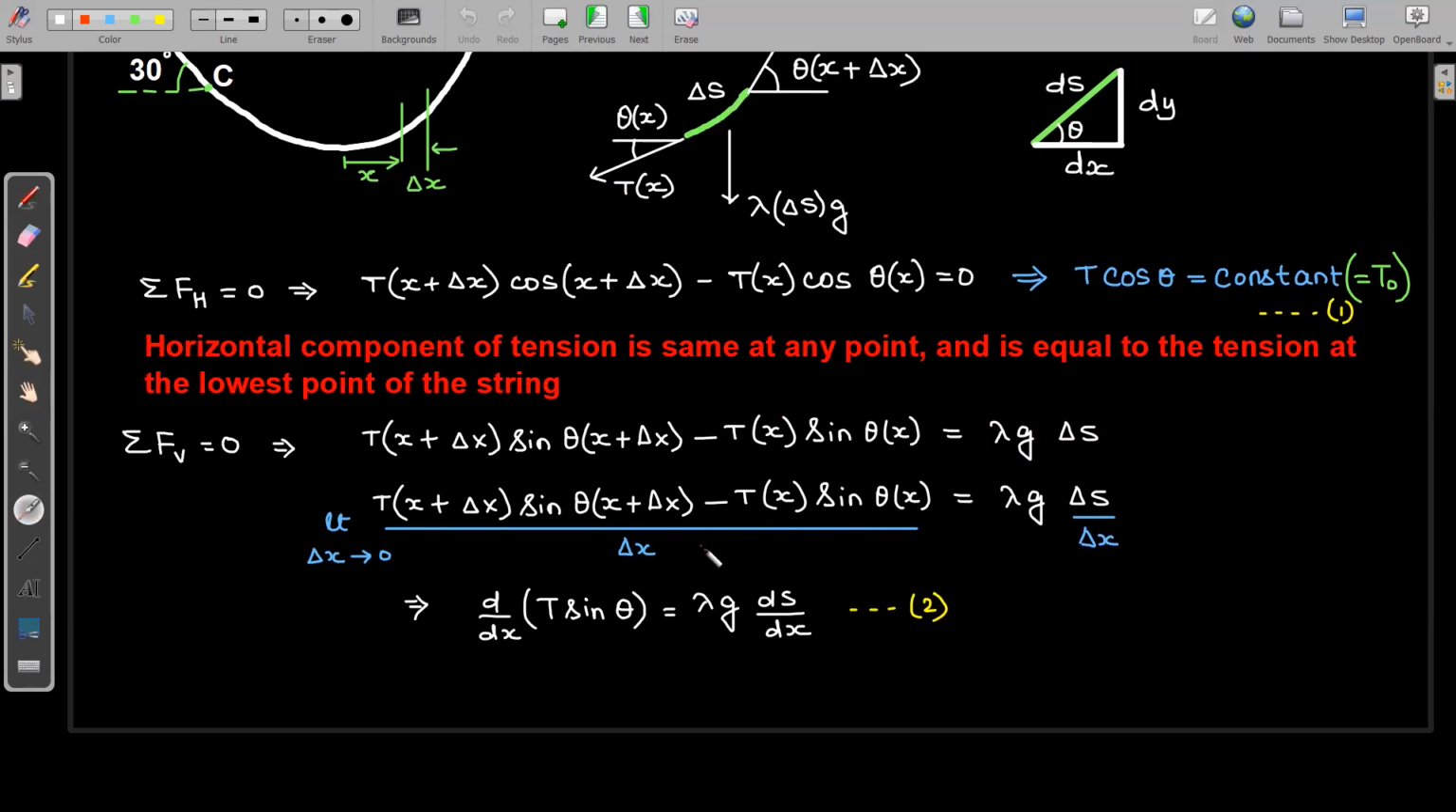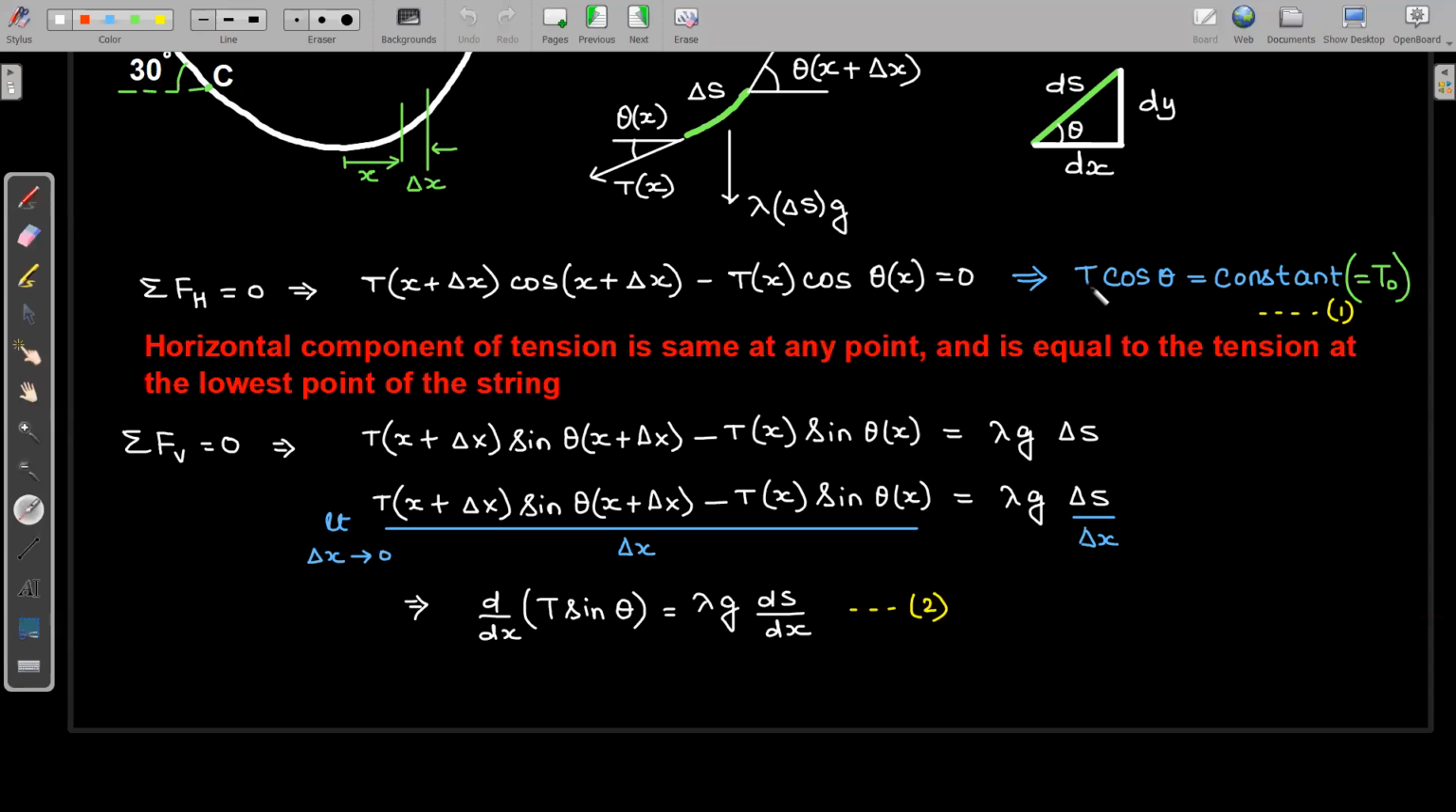How do we define a derivative? You can see that there is a function t sin theta. This is written as the derivative of the function t sin theta with respect to x. This is the basic definition of a differential form like dy by dx. If delta x is tending to zero, this function actually represents d by dx of the function t sin theta. And for delta x tending to zero, delta s by delta x can be written as ds by dx. So this is our second equation.